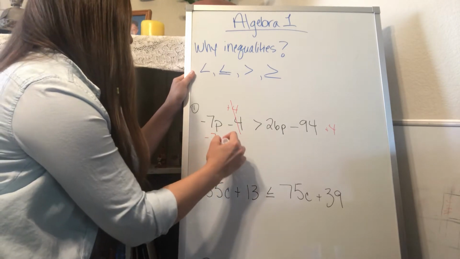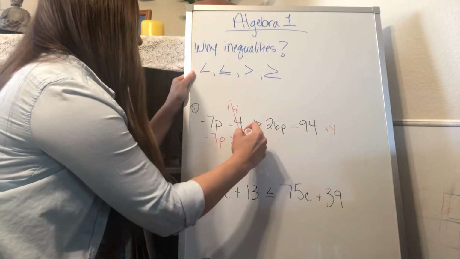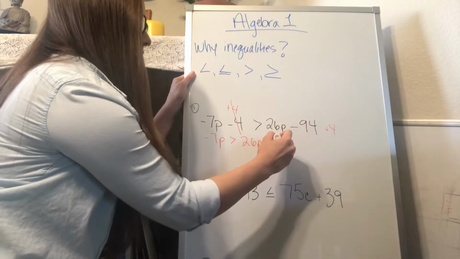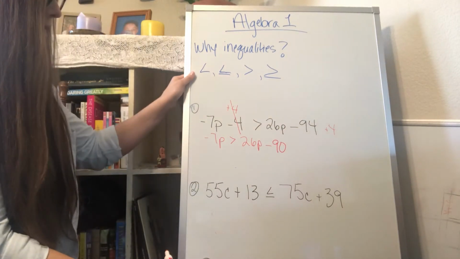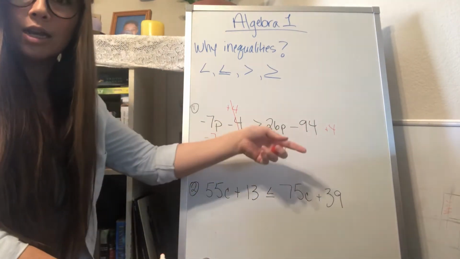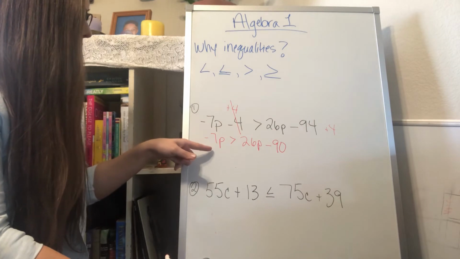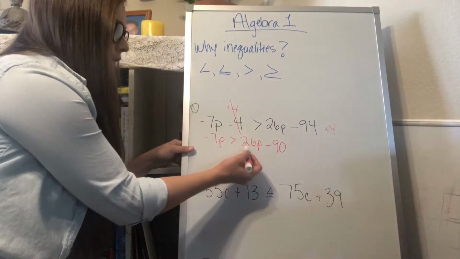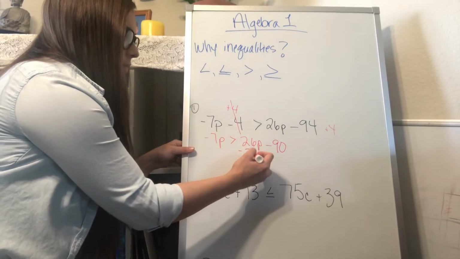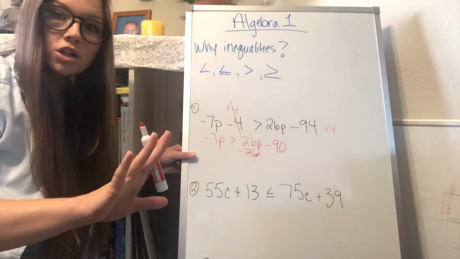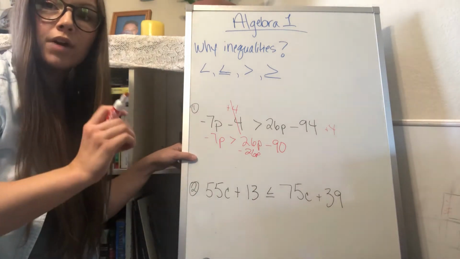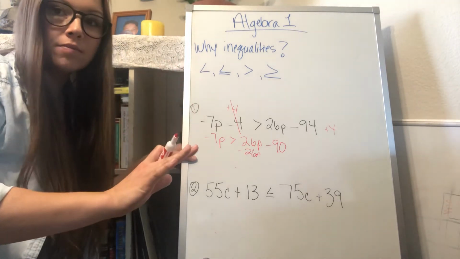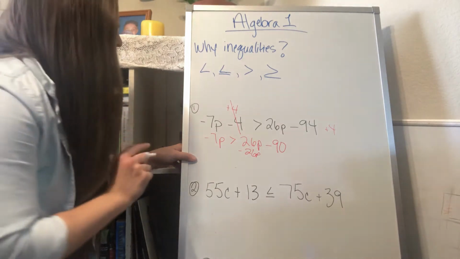Now I have negative 7p is greater than 26p minus, I added 4, so minus 90. Okay, so I had negative 94, I added 4, they give me negative 90. So now I have negative 7p is greater than 26p minus 90. So now let's get this 26p to the other side. So we're subtracting, right? When you add and subtract, you don't have to change the inequality. Only when you multiply or divide by a negative number. So if you multiply and divide by a positive number, leave it. If you multiply or divide by a negative number, that's the thing, okay?